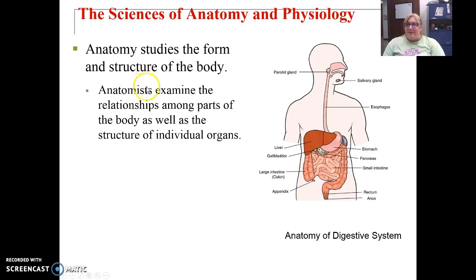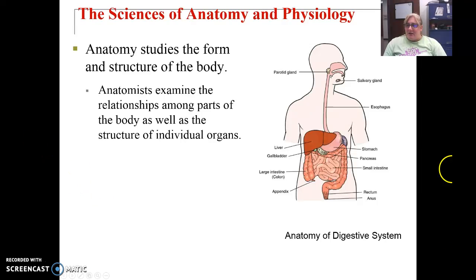And so anatomy, defined, is the study of form or structure. And in human anatomy, we're talking about the study of the human body. So the structure of the human body. What is it made of? How do those parts come together?